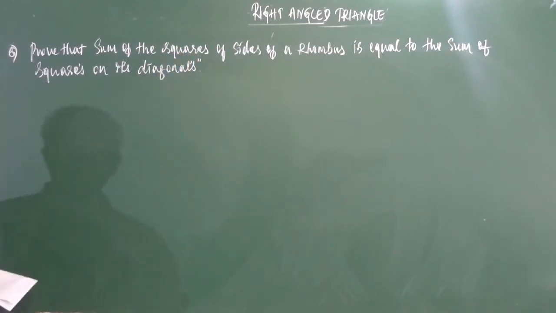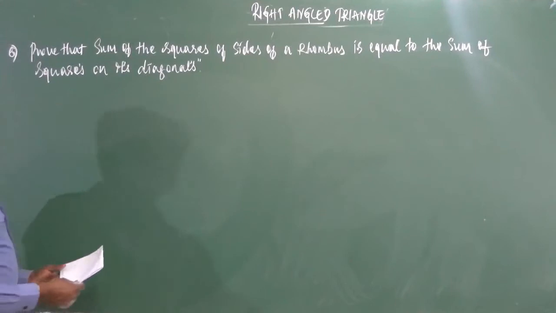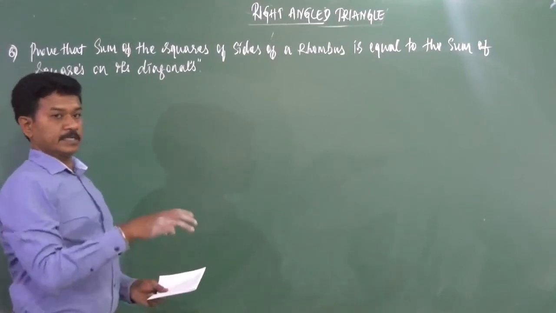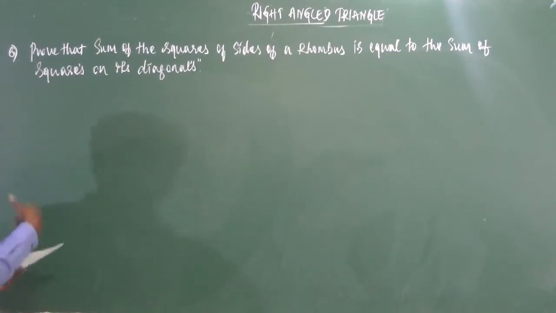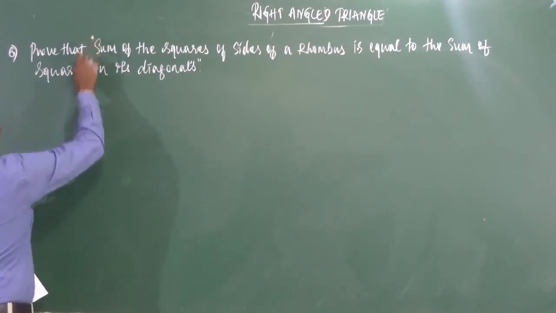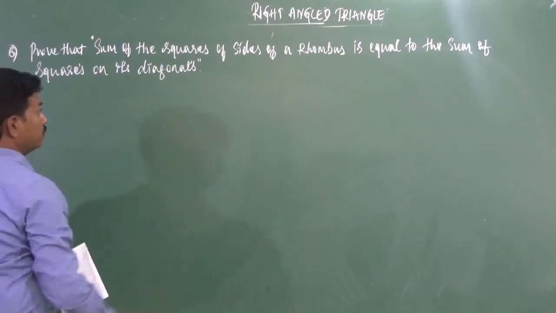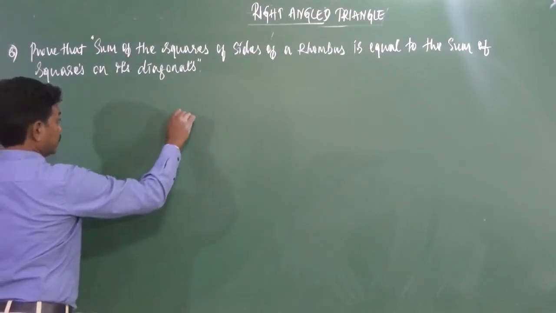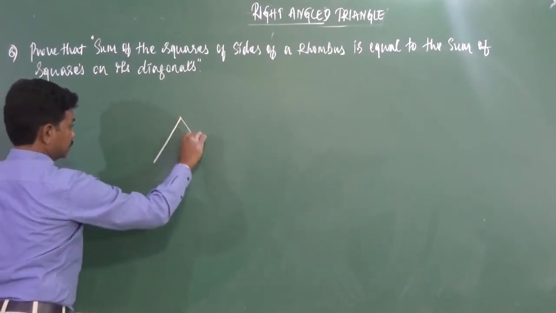Right, so it's a very simple problem. Before entering into the problem, let us try to understand this: basically, what is being given and what is being asked. So prove that sum of the squares of sides of a rhombus. So we have to take a rhombus here. So I will take a rhombus.